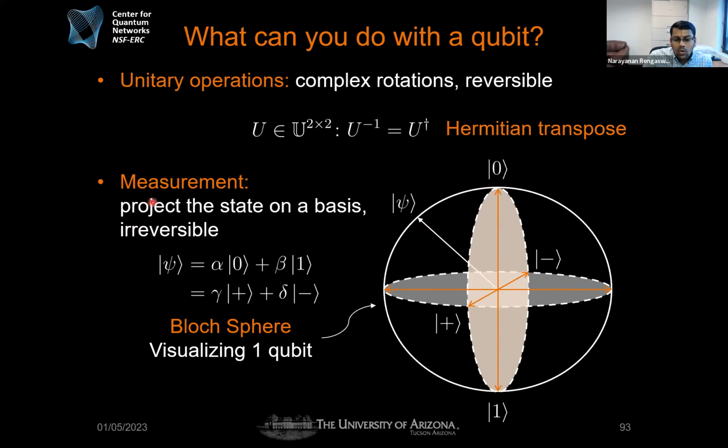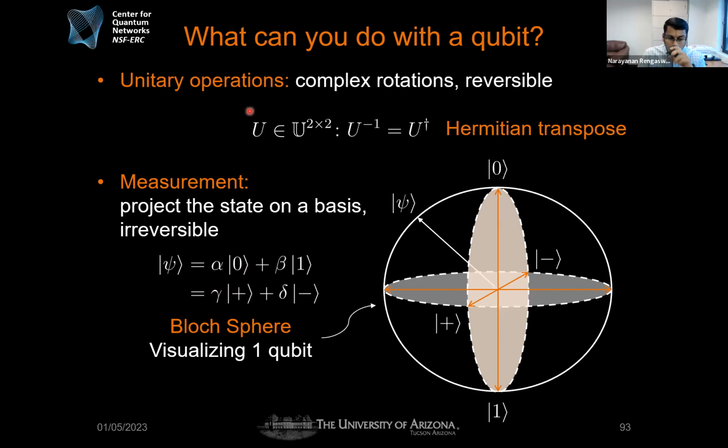The other thing you can do is measurement. Measurement is our only way to actually learn something about the system, because unless you measure the system, you cannot retrieve any information from the quantum system. And so measurement projects the state on a basis, and it's irreversible. So for example, if you start with alpha 0 plus beta 1, like here, and you do a measurement, it projects onto one of these basis states, as we will see shortly. And similarly, depending on which basis you measure, the collapse changes. And this process is irreversible.